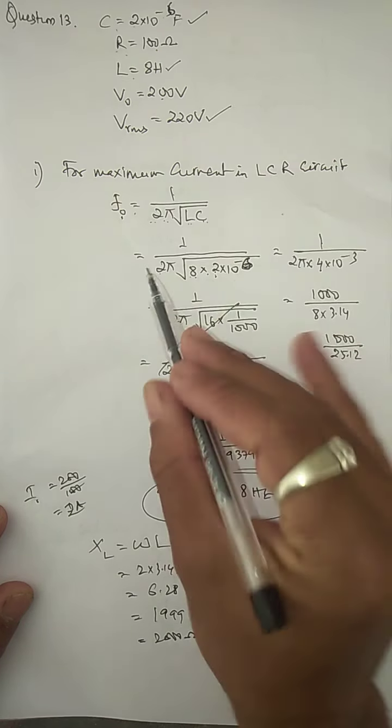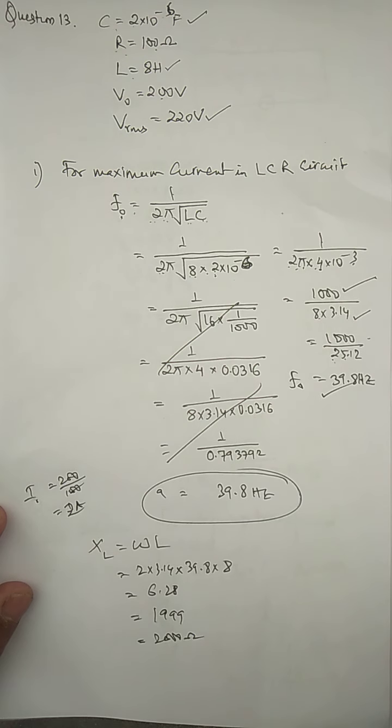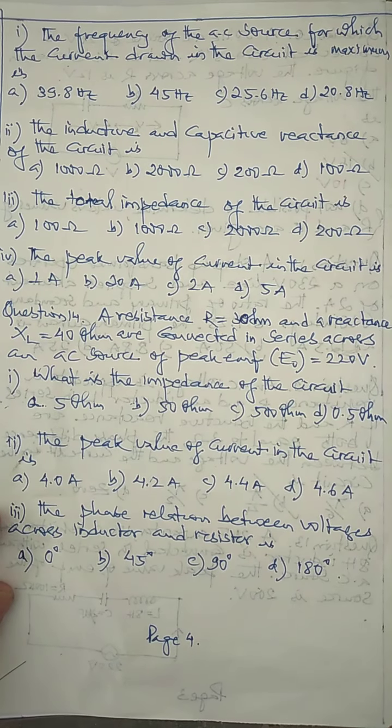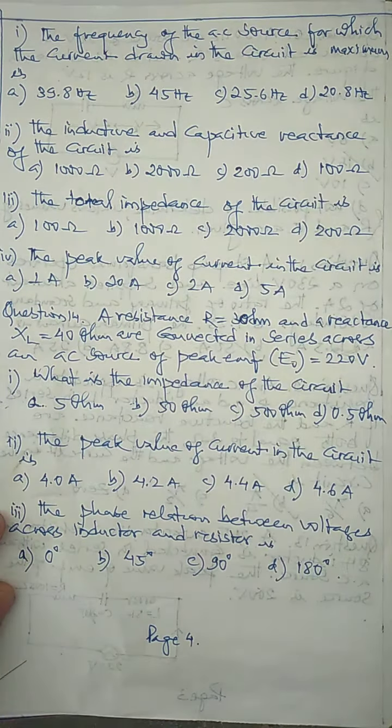Divided by, now 2 fours are 8, and 8 into pi, whose value is 3.14, means 1000 by 25.12. Now if you divide 1000 by 25.12, you get the frequency 39.8 Hertz. You can check with the help of a calculator. Our frequency of the AC source, which is also called resonant frequency, is 39.8 Hertz. So children, under this question, the correct option is option A, 39.8 Hertz. This is the correct option for the frequency of the AC source.